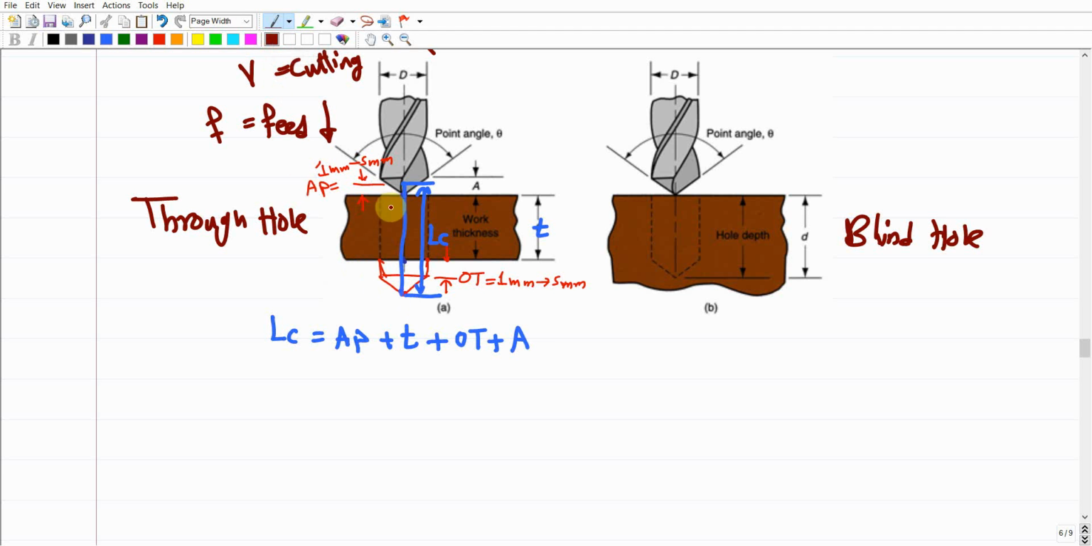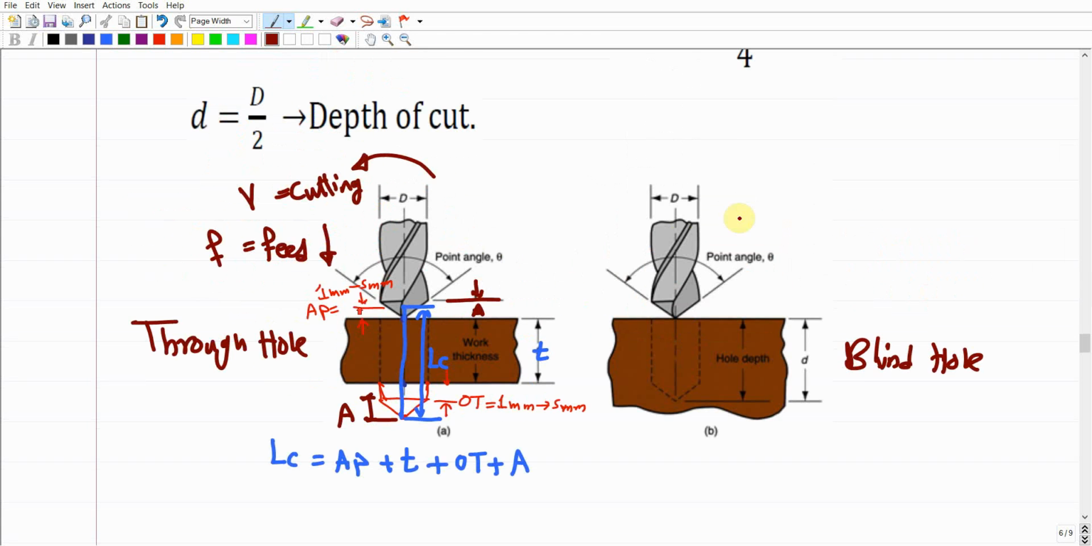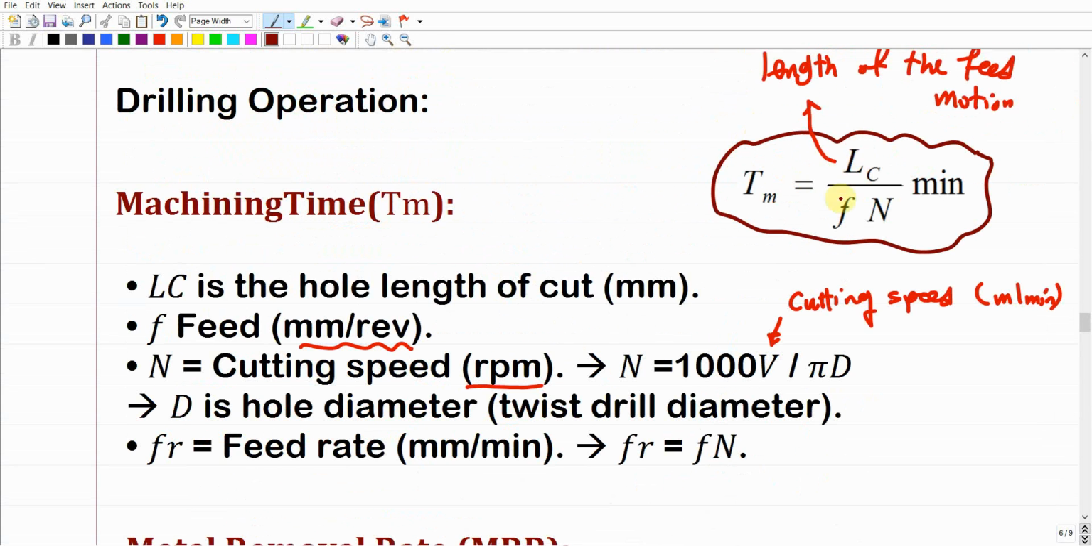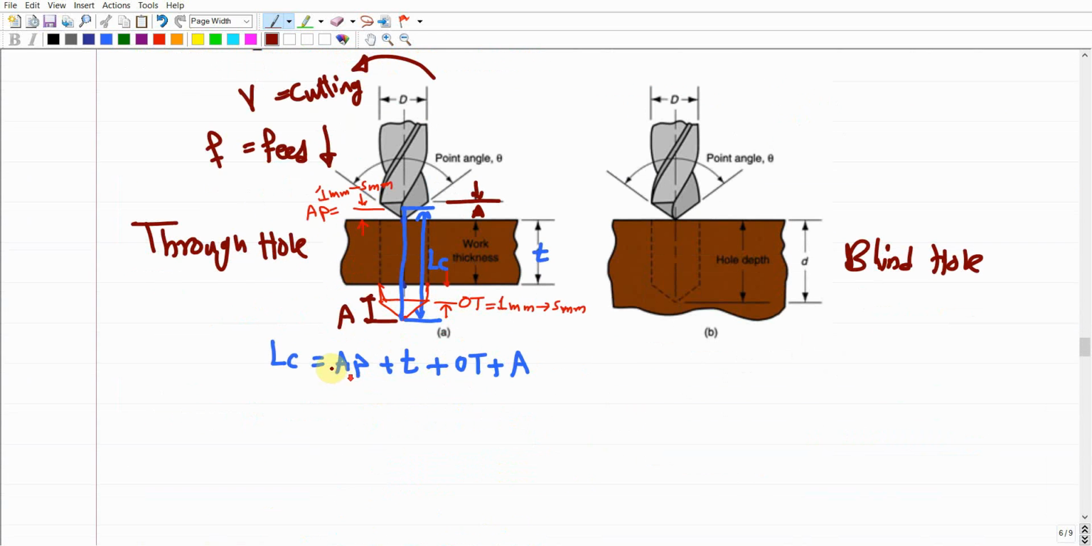What is A? It should be this distance of the triangular shape, this A, which is already given here as A. This A is not an approach distance. This just depends on the geometry of the tip of the twisted drill. So adding all of these parameters together, you're going to end up with the LC, which should be substituted into this equation. Make sense? This is in case that we're already working with a through hole.